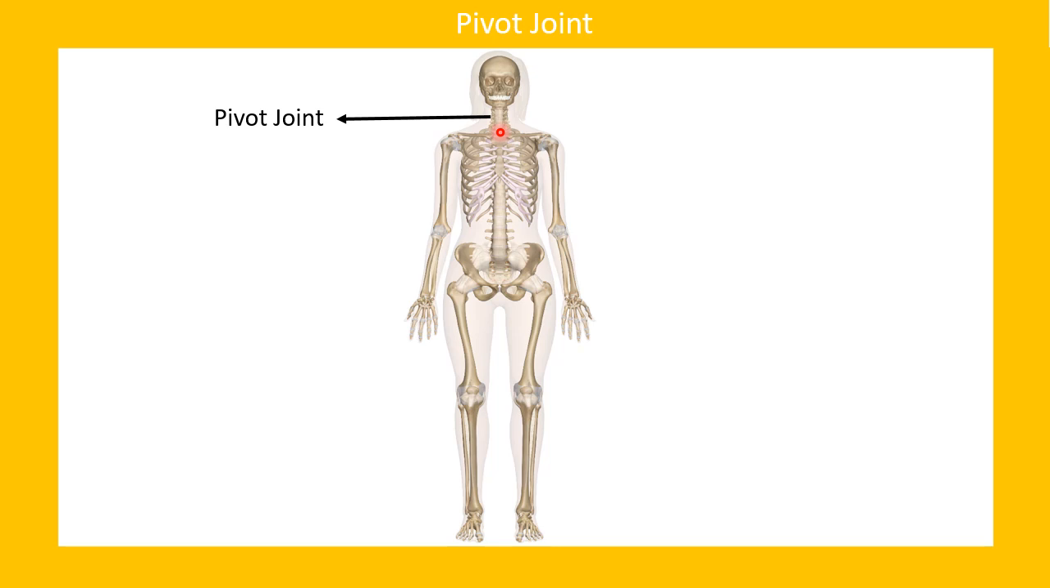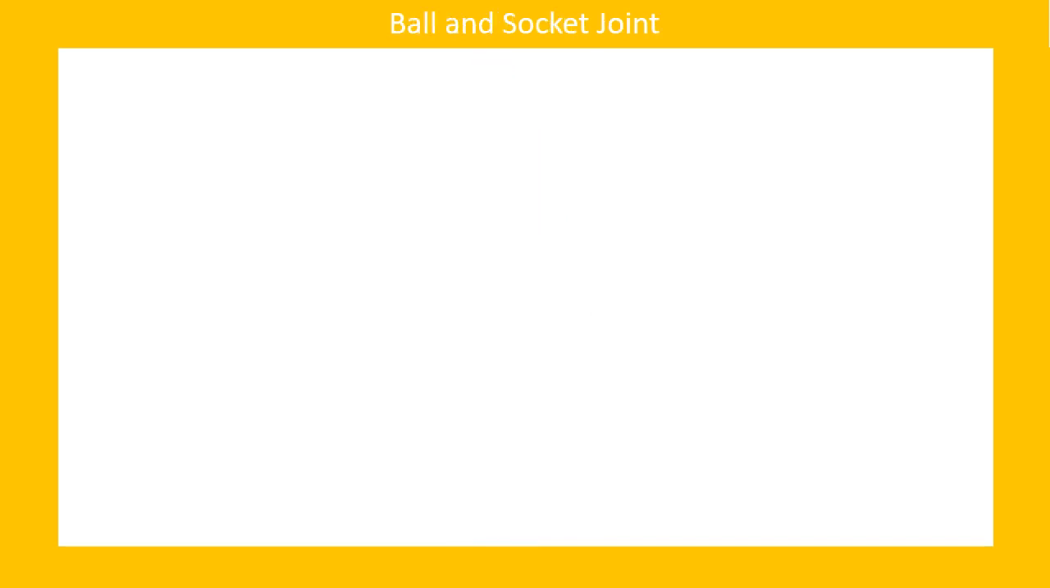The atlas bone helps us to nod our head and say yes. So using the atlas bone we can make our head say yes, like up and down. And the axis bone, which is the second bone, helps us to turn our head and say no. So let's move on to our next slide.